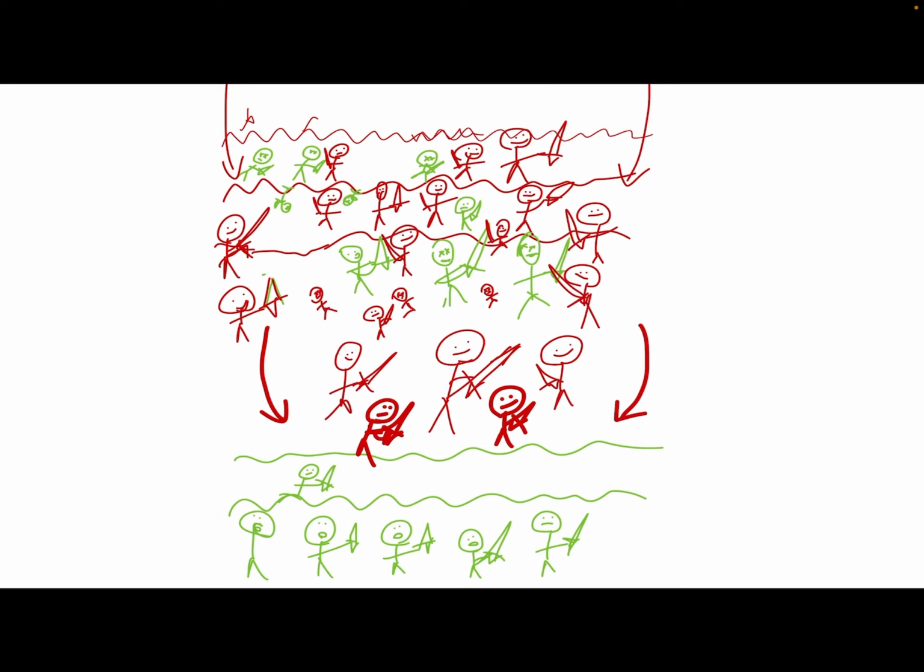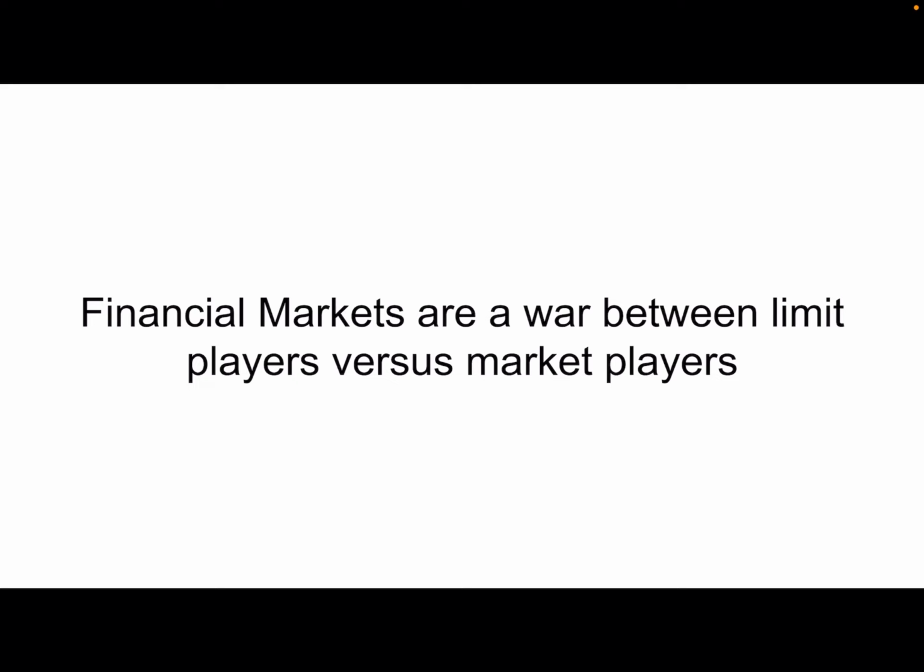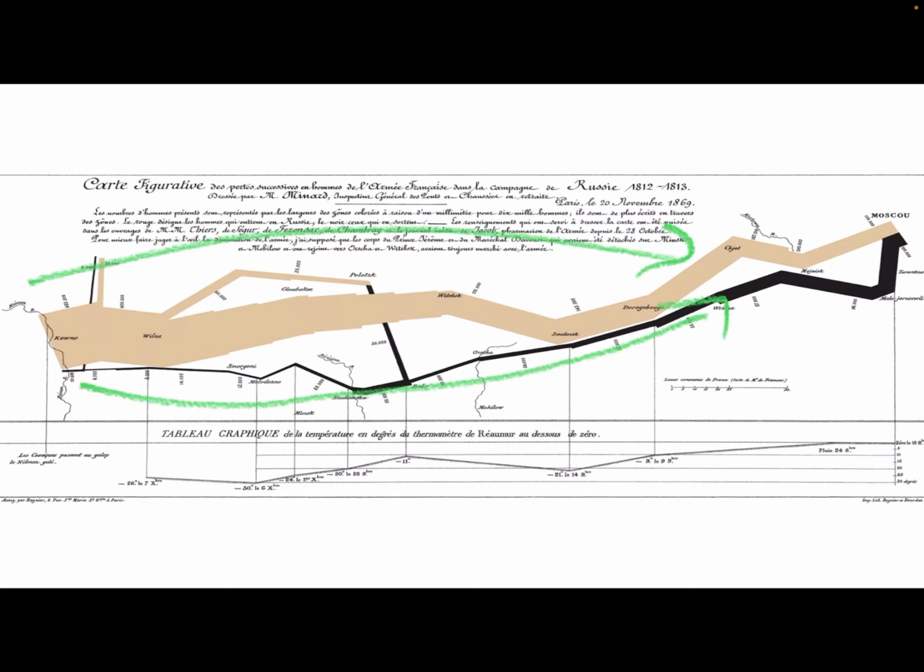And that's basically how the market works. Exactly how it works in the financial markets as well. It's a war between limit players versus market players. And what you will see is this will happen at every single price level there is. So the way I was able to visualize this and never forget about it was through a real life example, which is the Napoleonic campaign versus Russia when they were getting Moscow back in 1812 in the 19th century.